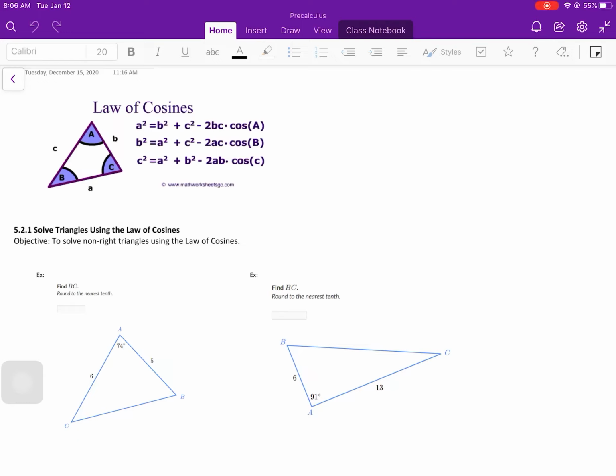Law of cosines is pretty similar to law of sines, a little bit more difficult to use, but same situation. We don't have a right triangle, and we saw in the last section that law of sines doesn't always work. So in the situation it doesn't work, there's a good chance law of cosines will work. So when does law of cosines work?